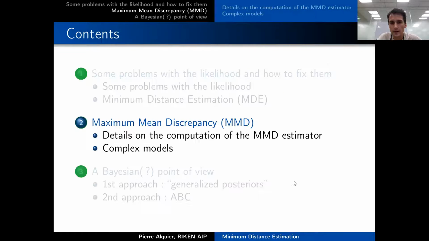Now, I will provide a few examples of more sophisticated situations where using the MMD turned out to give very good results. And maybe I will try to explain why it became a little more popular than other examples.